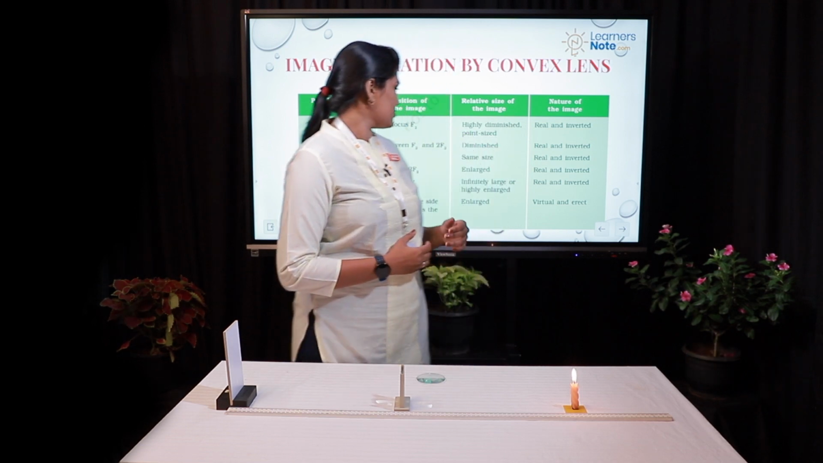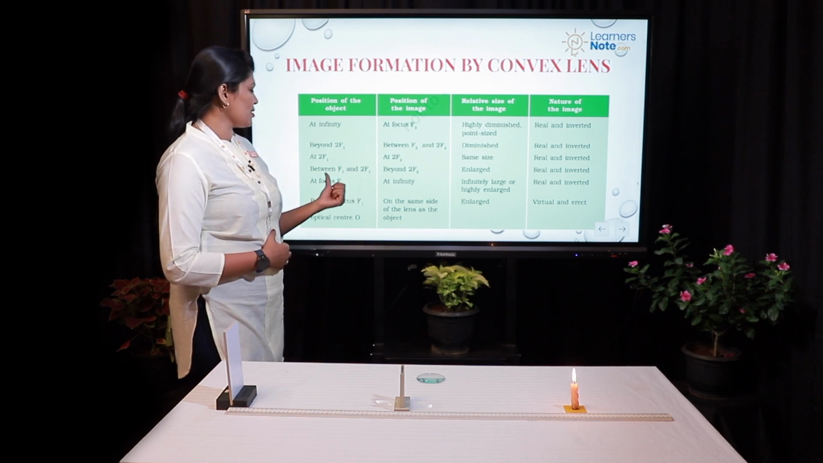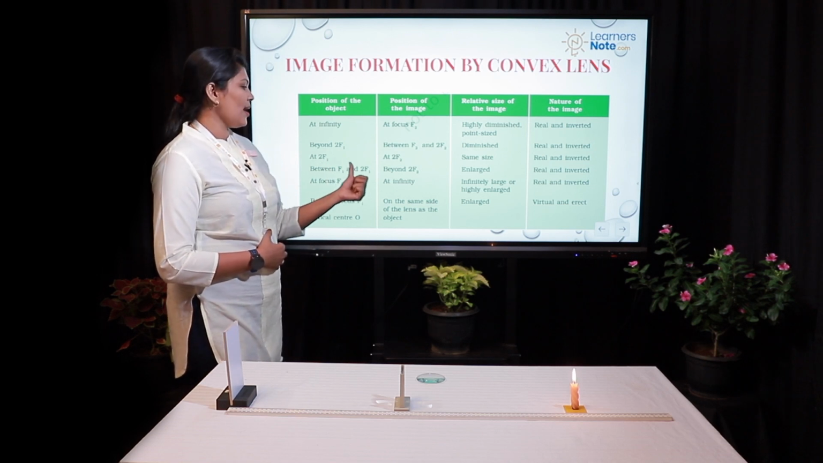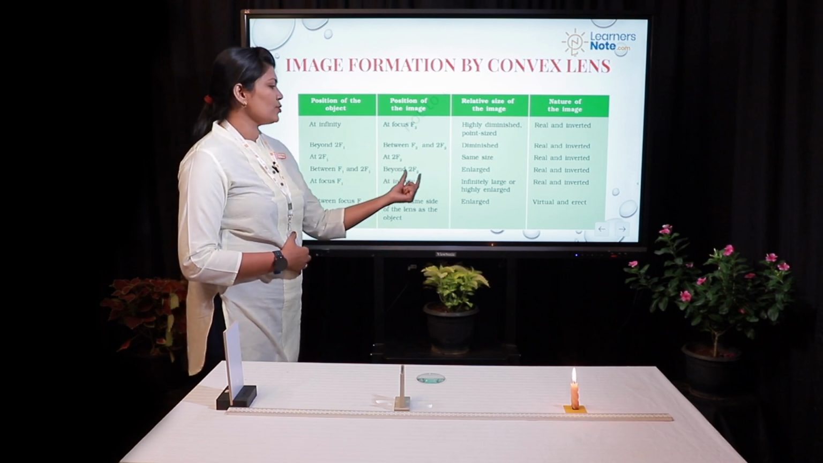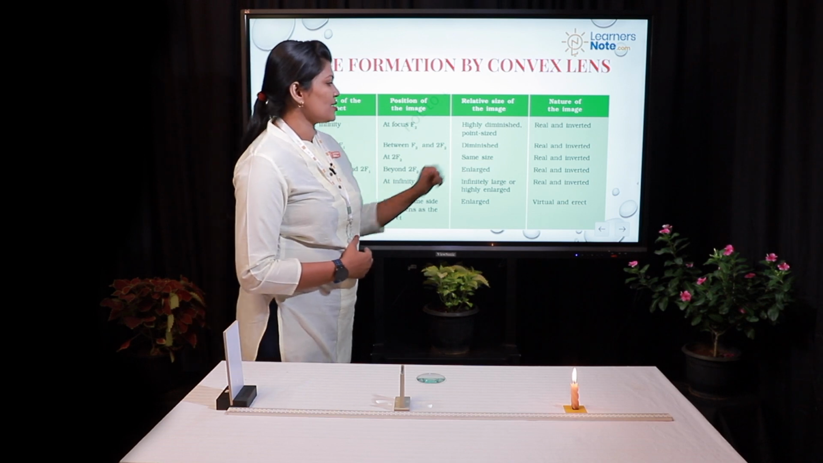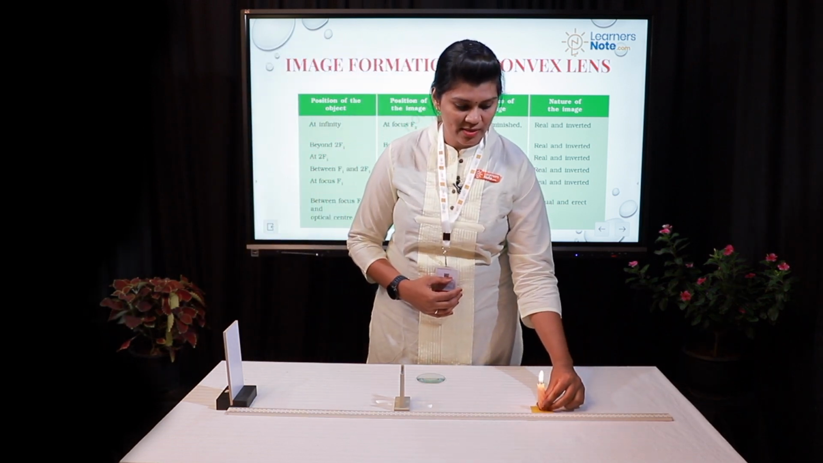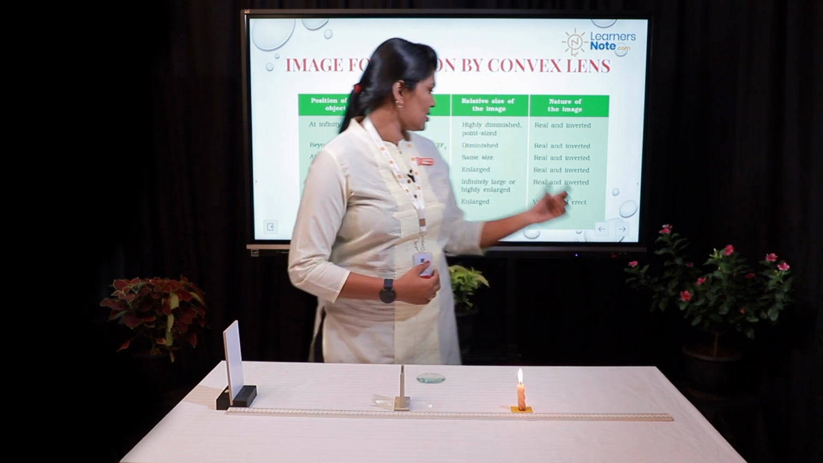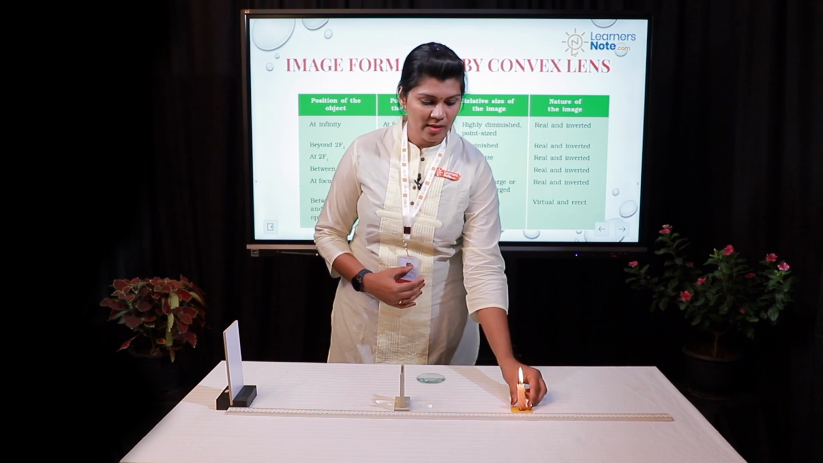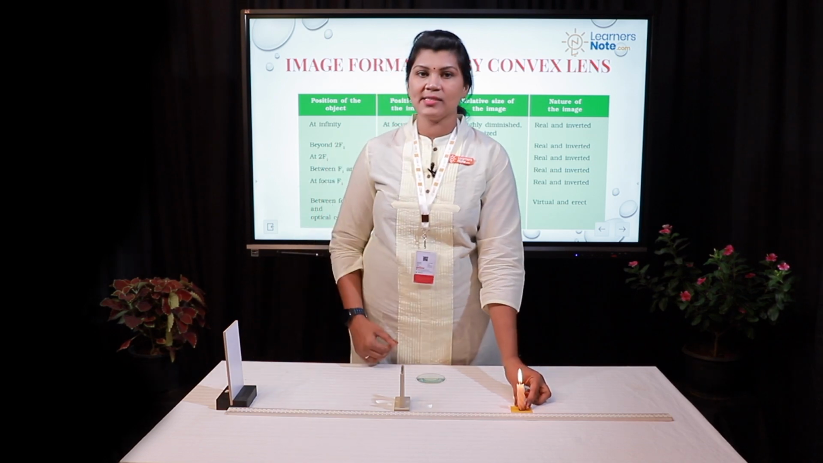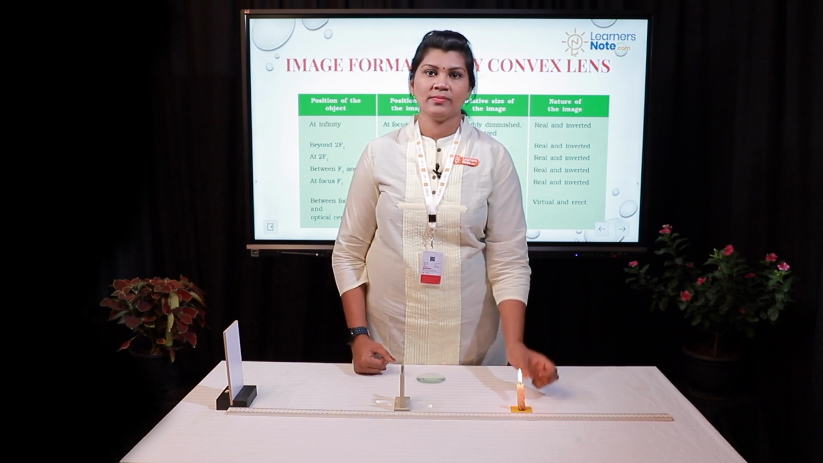Like that, if I change the position of the object, that is if I place the object between f1 and 2f1, the position of the image will be beyond 2f2 and it will be enlarged. That is, if I place this object in this condition, between f1 and 2f1, the size of the image is enlarged, and it is real and inverted.